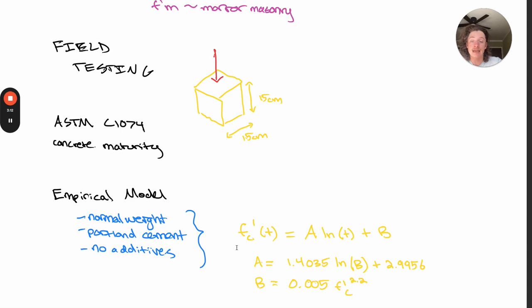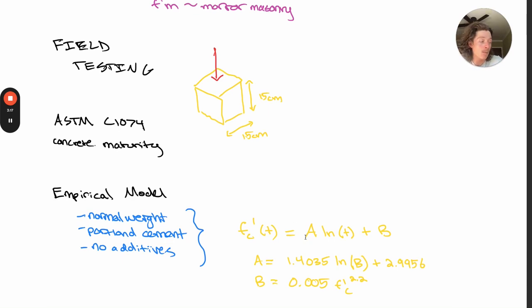T is the time in days, and A is defined by this equation here: 1.4035 natural log of B plus 2.9956. And this comes with an R squared, a value representing the goodness of fit, of 0.98. B is represented by the equation 0.005 F'(C) raised to the 2.2, with an R squared value of 0.91. So this goodness of fit is pretty good.